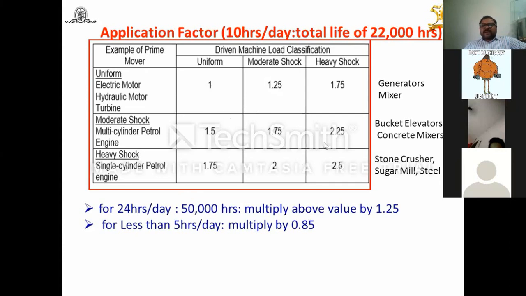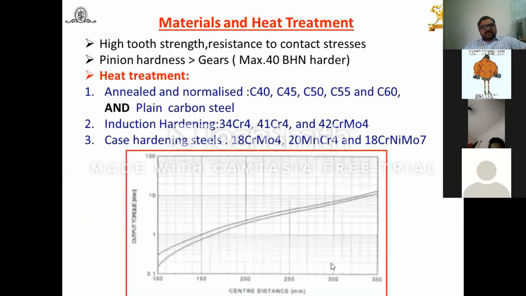And how to take the value of this correction factor? Here 1, you can multiply it by, for uniform load condition, 1.25 multiplied by 1, so the value becomes 1.25 for 24 hours load. For moderate shock, 1.25 multiplied by 1.25, then you will get the value for 24 hours per day. And if it's less than 5 hours per day, this correction factor should be multiplied by 0.85. So by referring to this chart, which is also available in the data book, select the application factor or service factor to find the maximum.